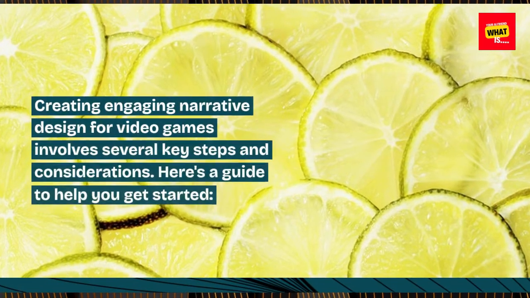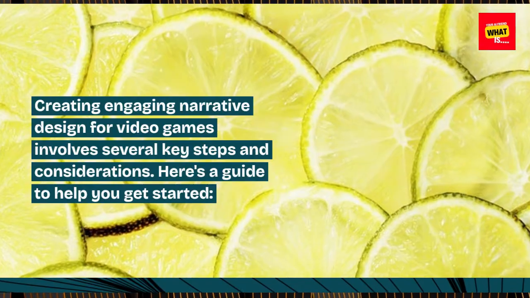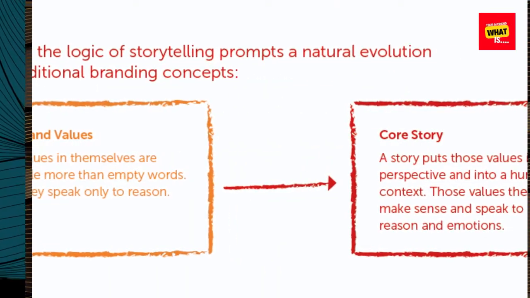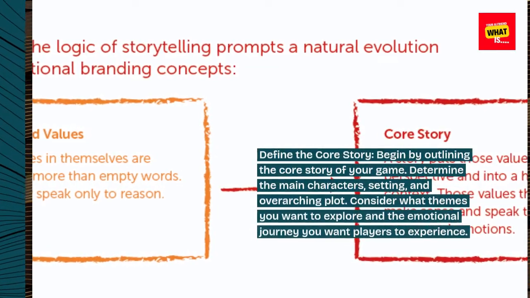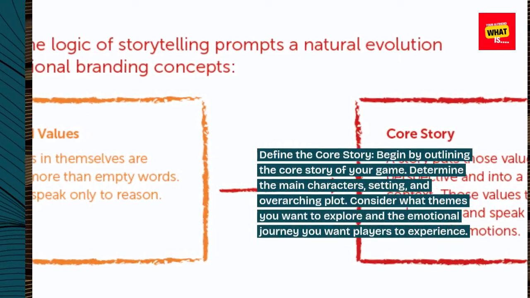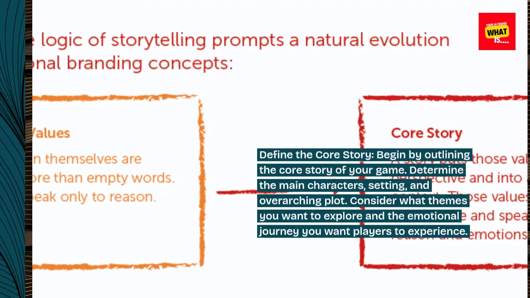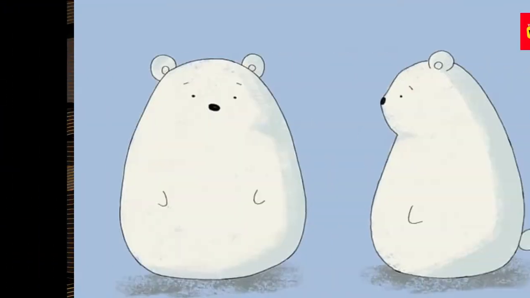Creating engaging narrative design for video games involves several key steps and considerations. Here's a guide to help you get started. Define the core story. Begin by outlining the core story of your game. Determine the main characters, setting, and overarching plot. Consider what themes you want to explore and the emotional journey you want players to experience.